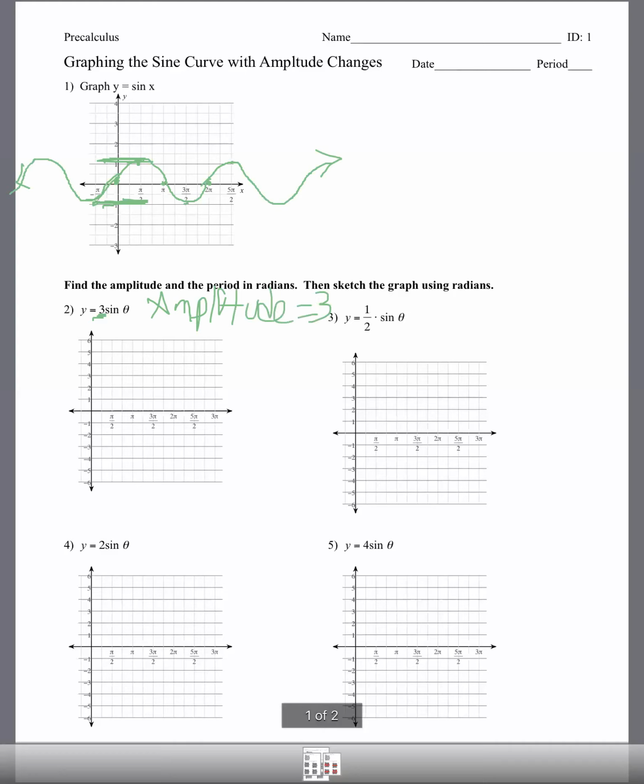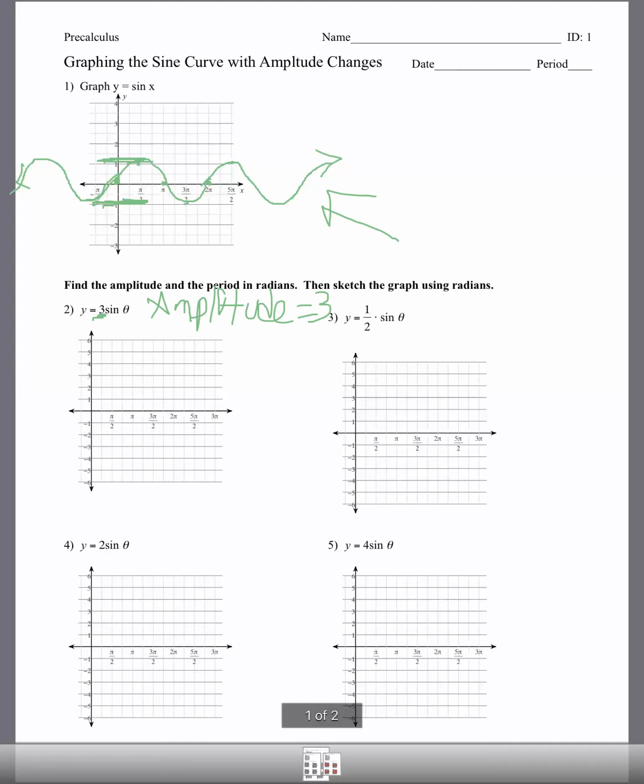So how is that going to change my graph? It's going to look exactly like this graph right here. It's just that instead of bouncing between +1 and -1, it's going to bounce between +3 and -3. So it's going to be the same graph, just kind of stretched to look taller. Okay, but it's still going to have the same period. So to do one full cycle of my sine curve, starting at the origin and going up and then going down and coming back, it's still going to land at 2 pi.